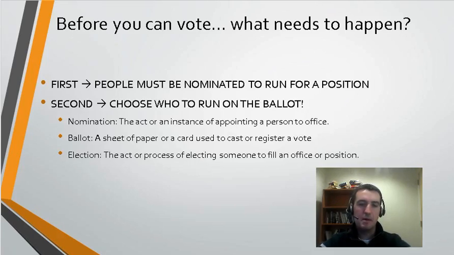Second, they choose who to run on the ballot. A nomination means the act or an instance of appointing a person to office. So saying, we think you'd be a good person for this job. The ballot is the piece of paper or a card that you use to cast or register a vote. So when you vote, the ballot is literally the piece of paper that you write on. But in today's elections, it's usually electronic, so there are usually buttons you press, but it's still called a ballot because it's where you put your vote. And the election is the act or process of electing someone to fill an office or a position. So when we have an election, it's to decide who's going to get a job in government, like president.